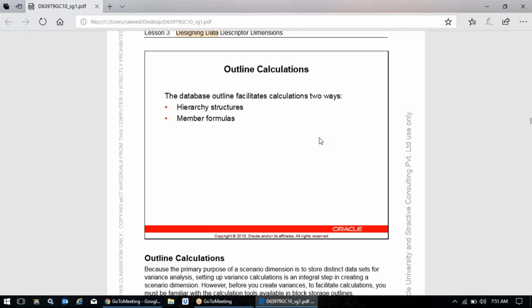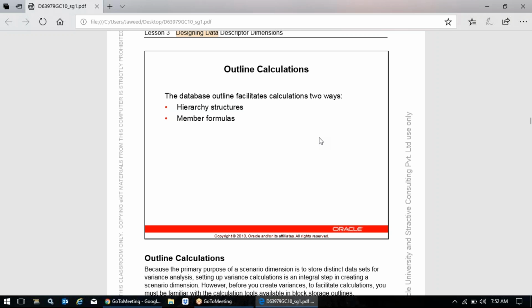Basically, you need to understand where your children are rolling up to. Are there any values which need to be added? Are there any members which need to be deducted? I mean, the values of the members which need to be deducted. How do you basically get this idea? What accounts need to be added? What accounts need to be subtracted?